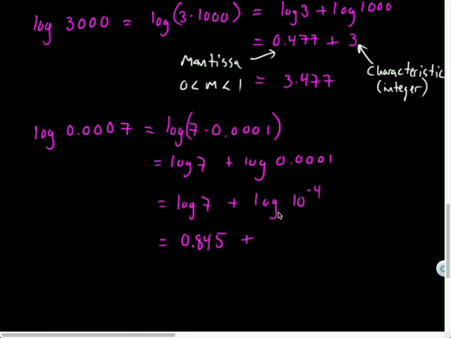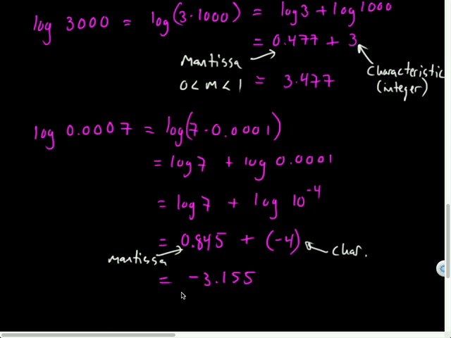Plus, and then what's this going to equal? Well, 1 times -4, which is -4, right? So my characteristic in this case is the -4, and the mantissa is 0.845. And that's what I wanted to point out here, that the mantissa is not equal to the decimal from our answer in this case. So what do we end up getting? -3.155 when I combine those.